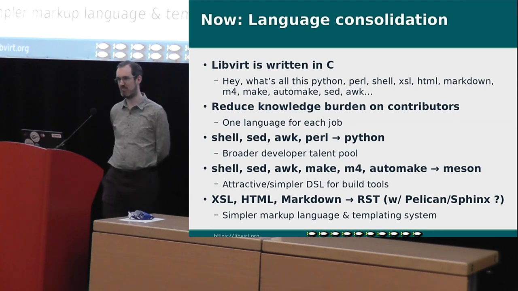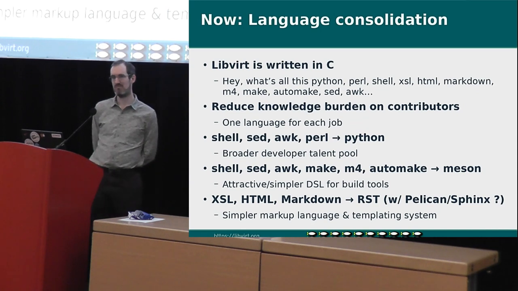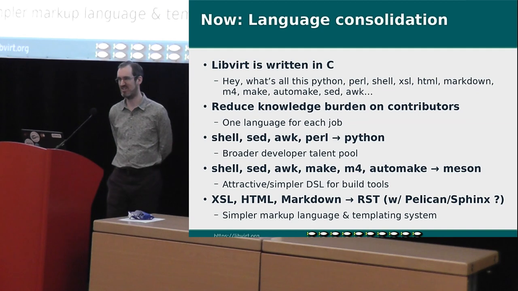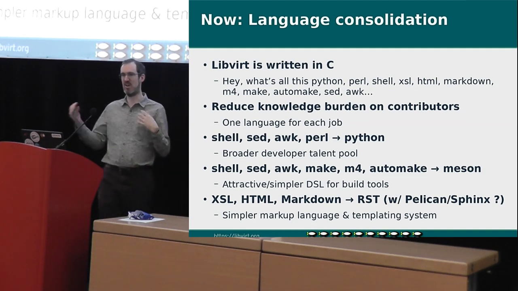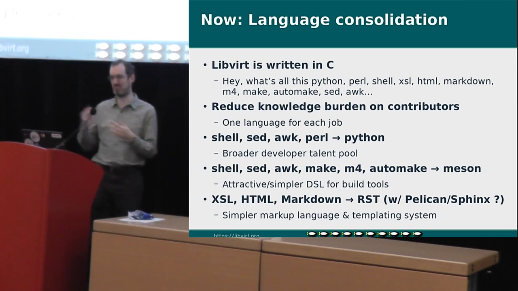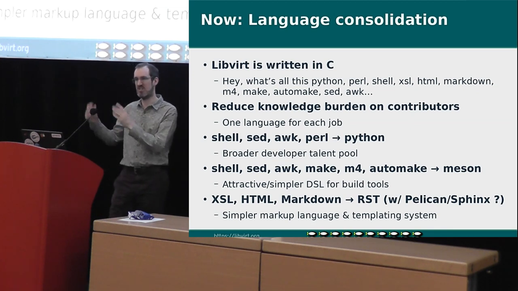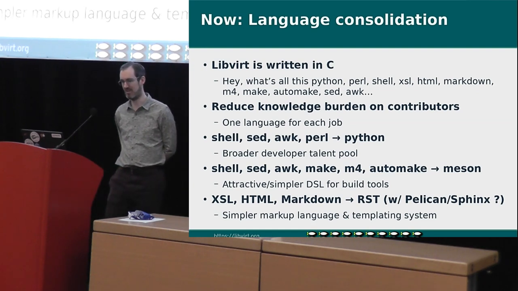For documentation, we use a mixture of HTML, Markdown, XSL. QEMU has started using RST for its documentation, and so that's kind of a natural choice for Libvirt, so we get alignment there. And RST is also a natural choice for Python developers, so it all kind of aligns in that way. So you'll see over time we want to consolidate on a smaller number of languages that are chosen to be friendly to contributors.